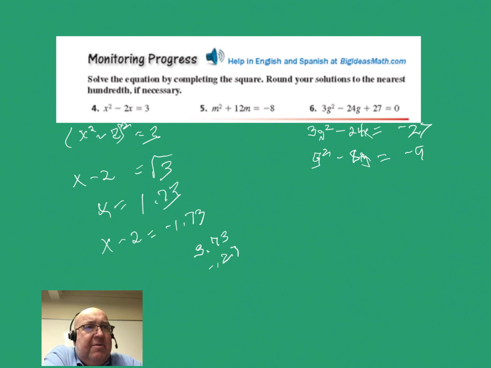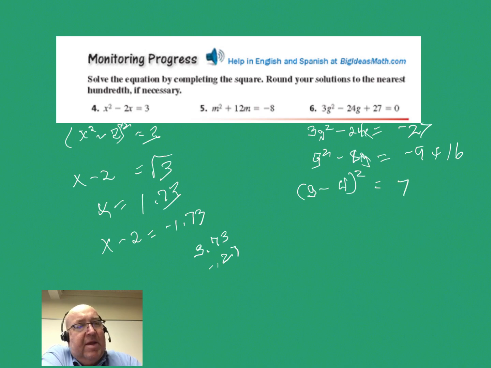Alright, so now we have g minus 4 squared equals negative 9 plus 16, because I had to do the 16 on both sides. I didn't write it out on the left side though. And that's going to be 7. G minus 4 equals 7. G minus 4 equals negative 7.